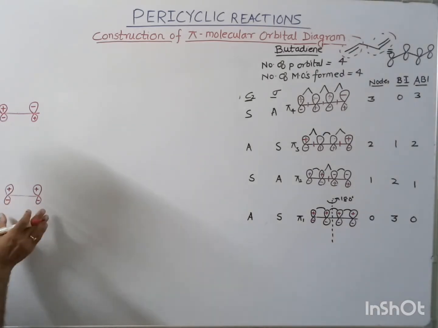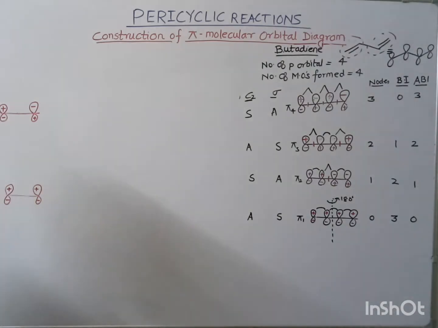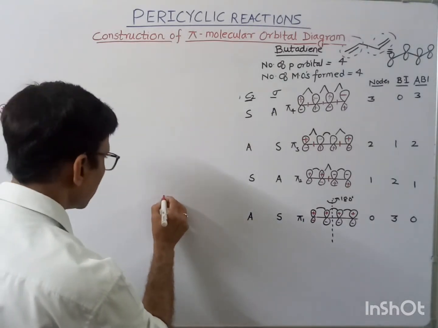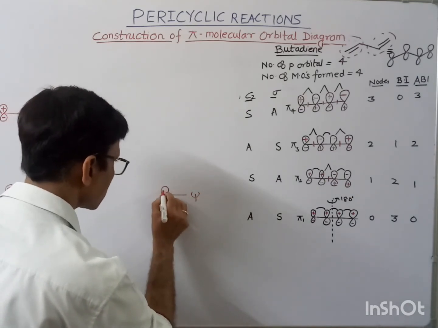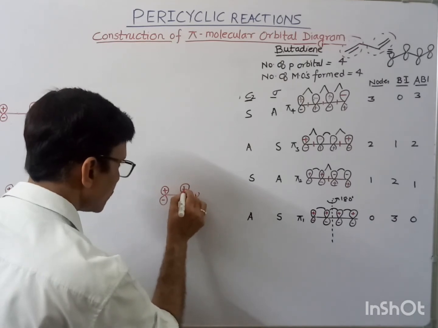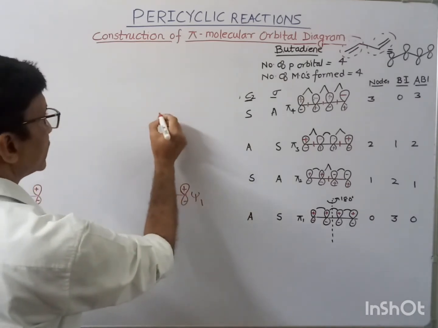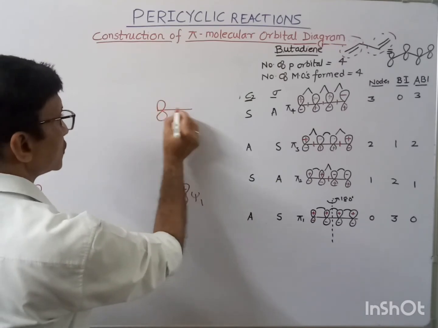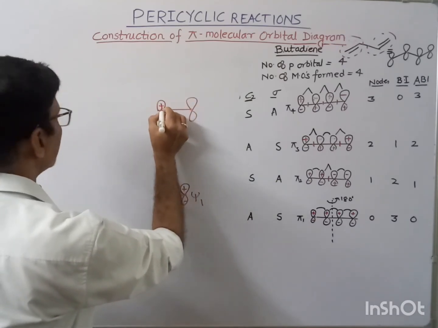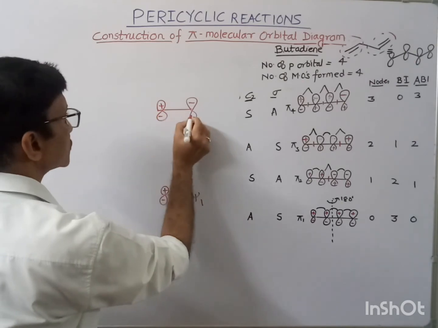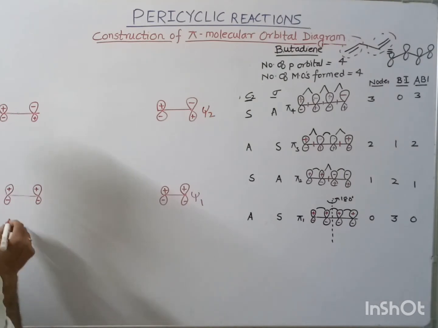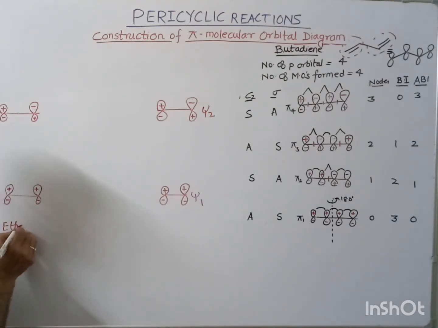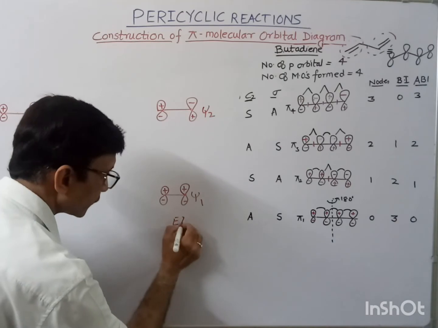Now this psi1 can combine in two ways. Here I am also writing the molecular orbitals of ethene. This is plus, minus, plus, minus. This is psi1 and this is our psi2. Plus, minus, minus, plus. So this is ethene, and this is ethene.